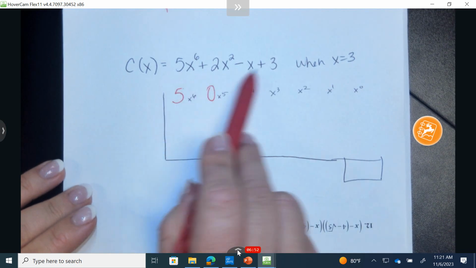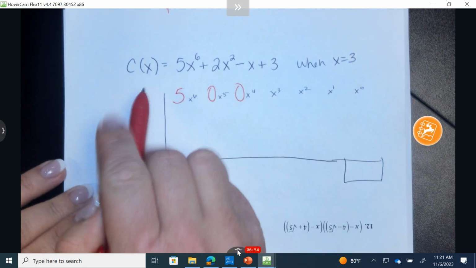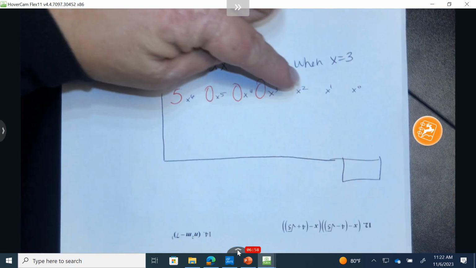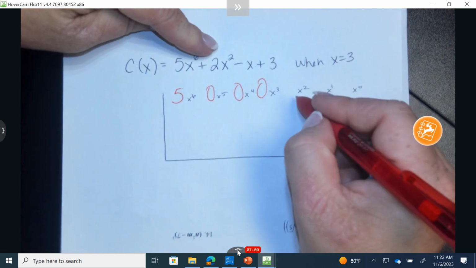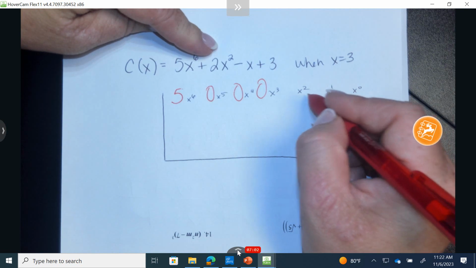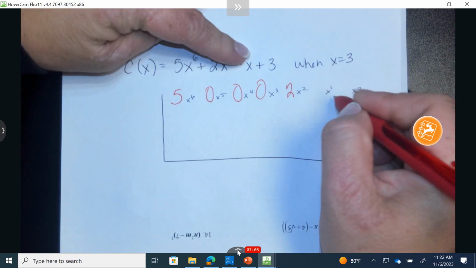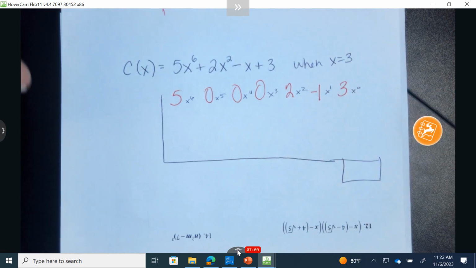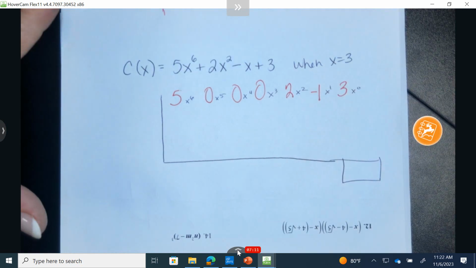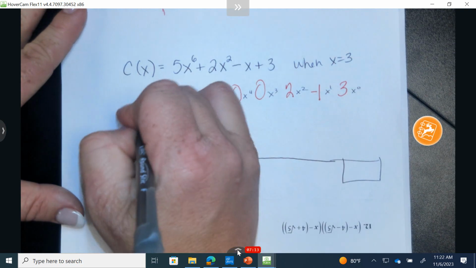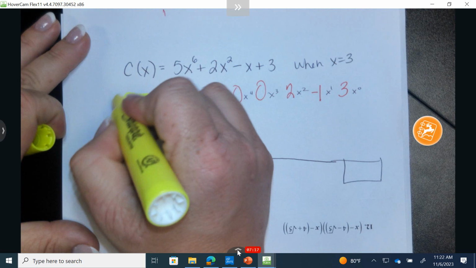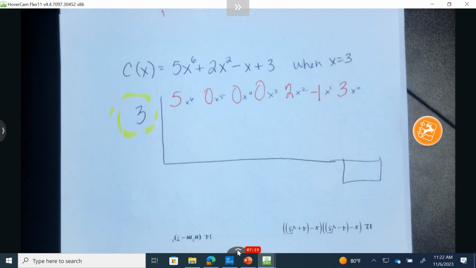Is there any x to the 4th? X to the 3rd? Nope. Okay, now we can finally see we have a coefficient with x squared, which is 2. We have a coefficient with x, which is -1. And the constant is 3. The magical number that I'm going to be evaluating is positive 3. I would like you with your partner to go ahead and work through this problem. I'll press pause and we'll come back and finish it.